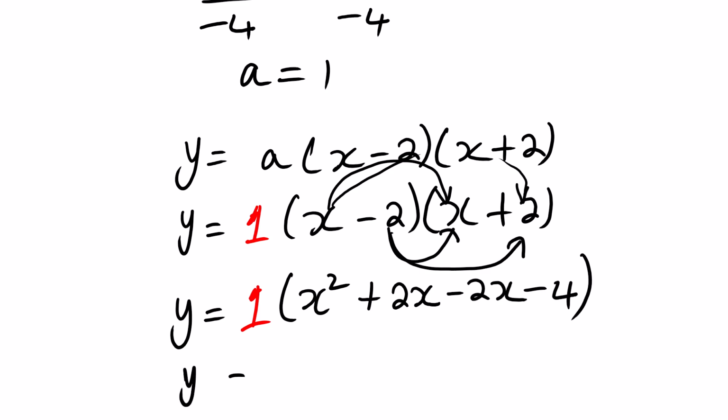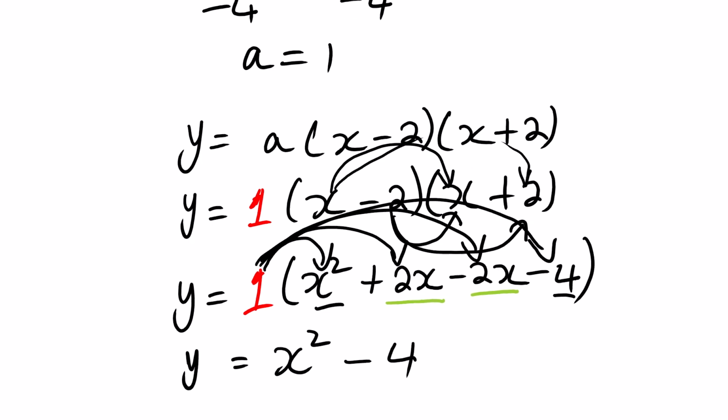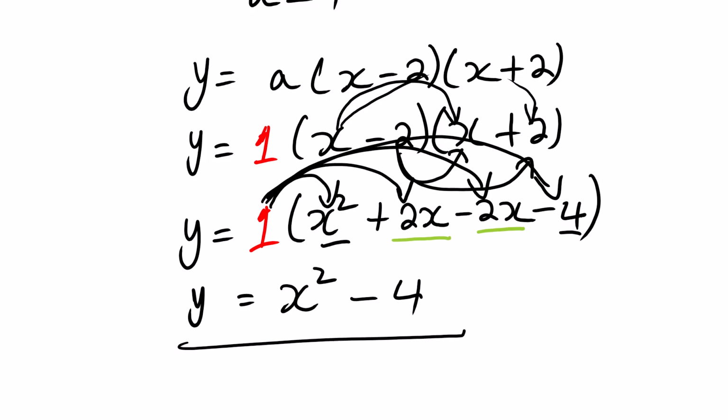Then from there, we multiply each and every term by the value of a. Before we do that, we can see that these are like terms, so positive 2x minus 2x is simply 0. Inside the brackets, you are left with this term and this one. So 1 multiplied by x squared is x squared, and 1 multiplied by negative 4 is negative 4. So this is the actual equation for that given function: y = x squared - 4.